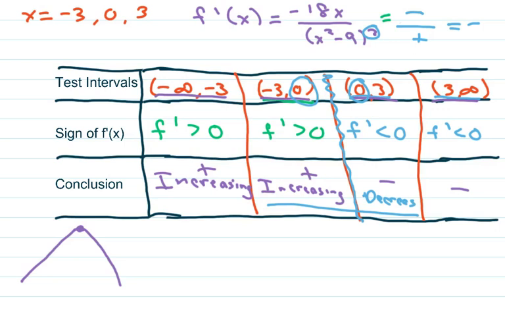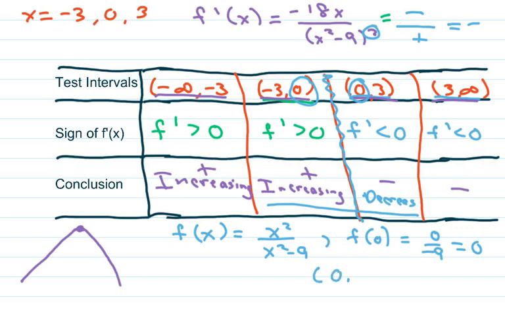So I'm going to plug in 0 into my original equation. My original equation was f of x equals x squared over x squared minus 9. And if you plug in 0, you're going to get 0 over negative 9, which equals 0. So I have the point (0, 0), and that's going to be a relative maximum because we're increasing first and then we're decreasing. So that's a max.